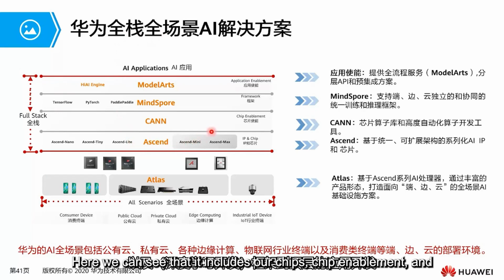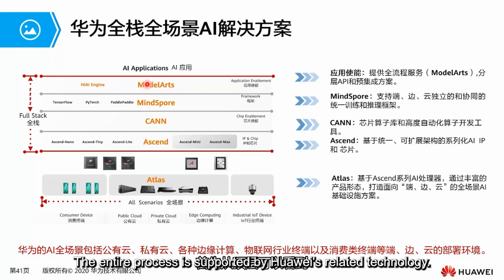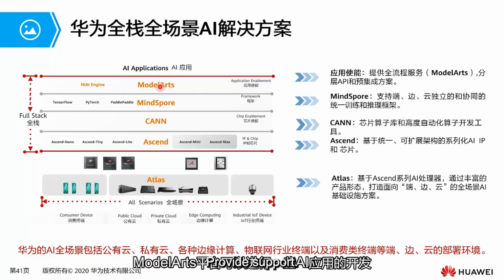intelligent solutions. What does full-stack refer to? Here we can see that it includes our chips, chip enablement, and framework to top-level application development. The entire process is supported by Huawei's related technology. First, we can see from the top level.